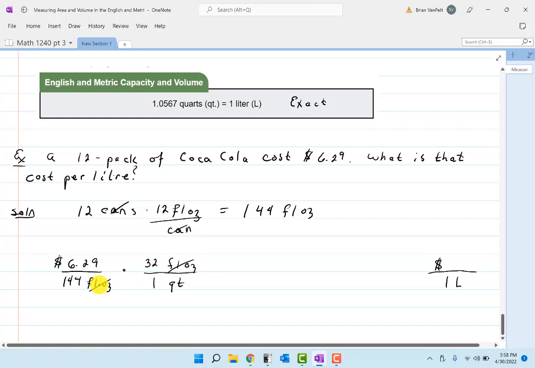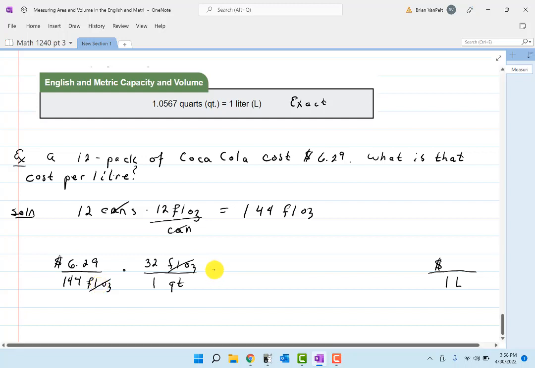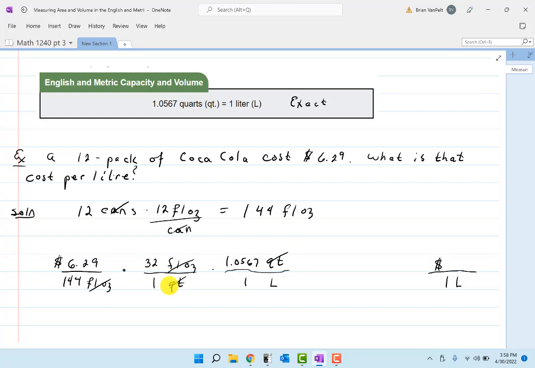And now I have $6.29 per quart. Now I have to get liters in the bottom. So I'll put my L down here and my quart up here, and we have right on the screen the connector, 1.0567 quarts per liter. And then I can cancel out the quarts. And so in the end, I have exactly what I'm looking for.